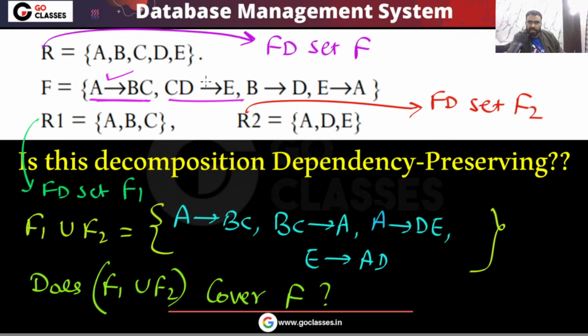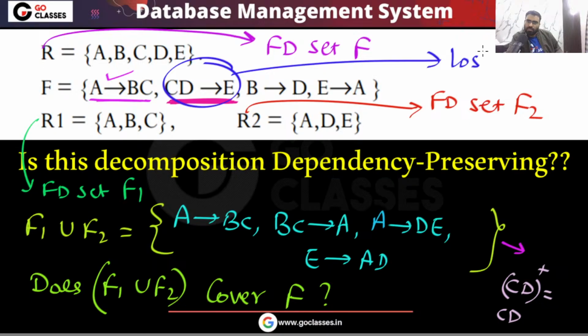What about CD determining E? So here you find what is CD plus. You find what is CD closure. In this F1 union F2, you find CD closure. That will be CD. That's it. So CD does not determine E. This FD is lost. Yes or no? Notice one thing. This FD is lost in the decomposition. Did you understand? Please tell me. This CD determining E, this FD we have lost. Lost in decomposition.